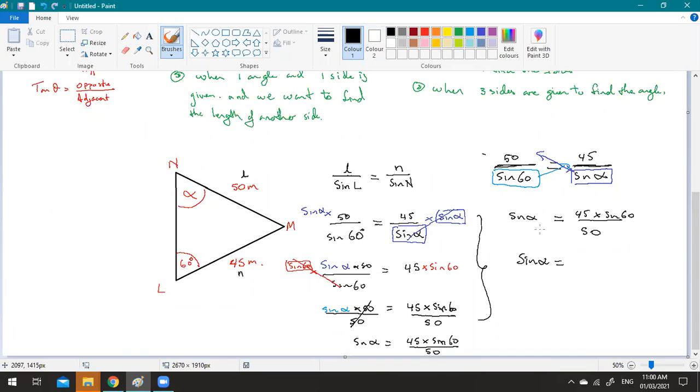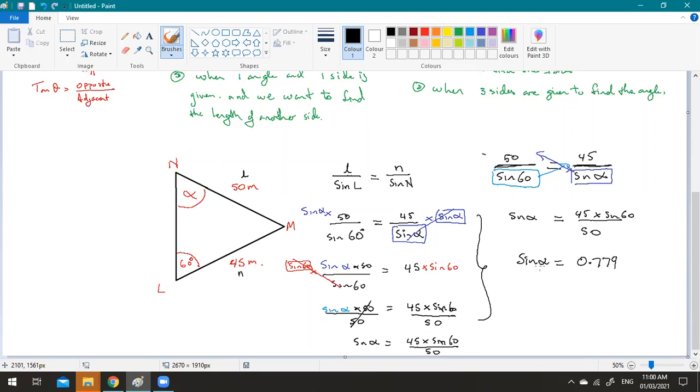45 multiplied by sine 60, equals, then divide by 50, equals. We get 0.779, right?